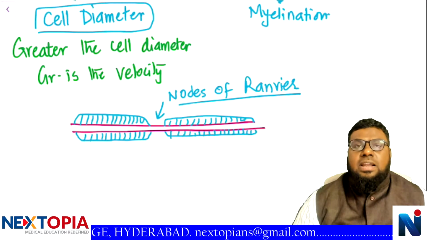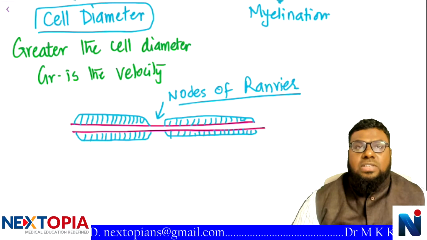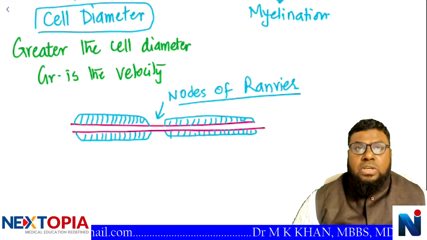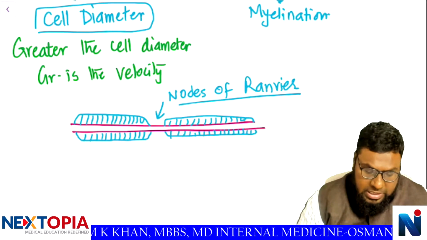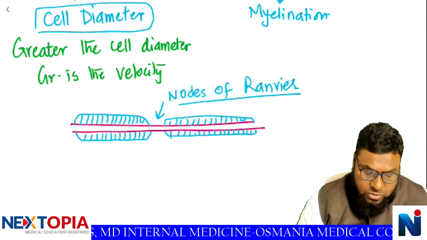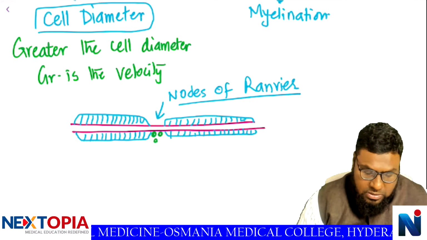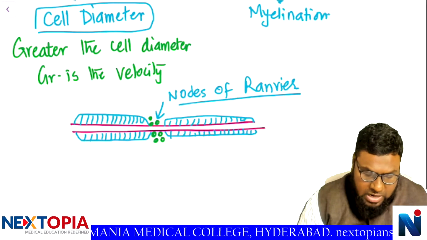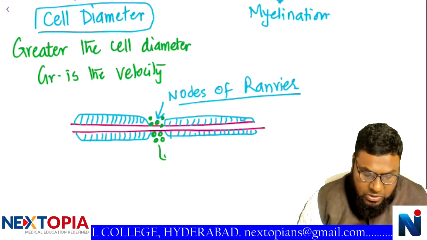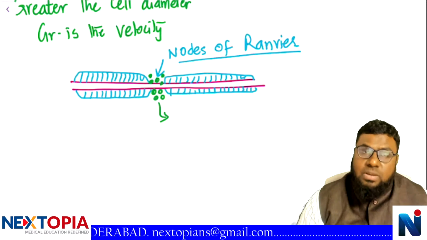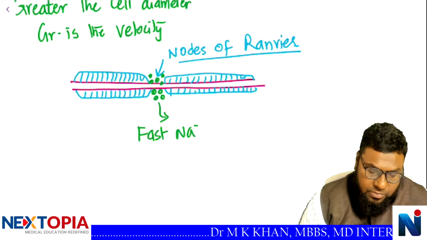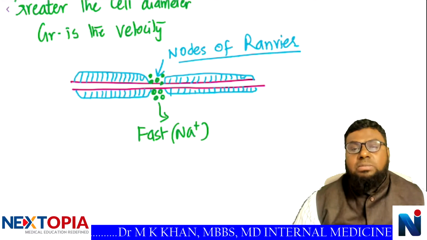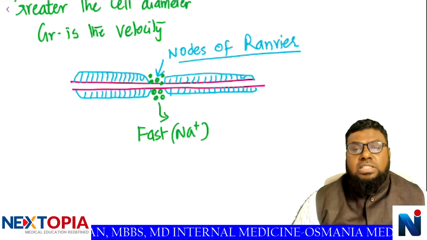So the myelin sheath is interrupted at certain points. You call them nodes of Ranvier, where the important point is that there is a cluster of sodium channels. A lot of fast moving sodium channels are present here. So these nodes of Ranvier are gaps of the myelin sheath, and they have fast sodium channels. So what will happen if fast sodium channels are there? What will happen to the action potential?